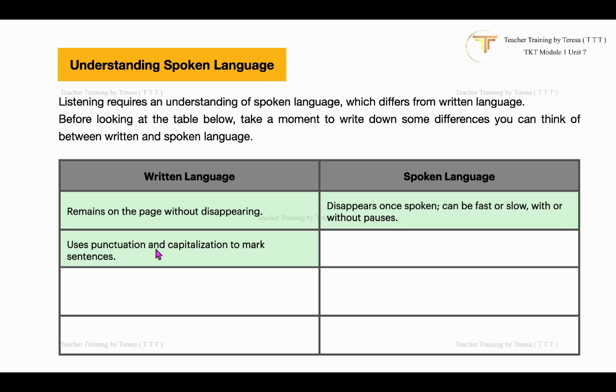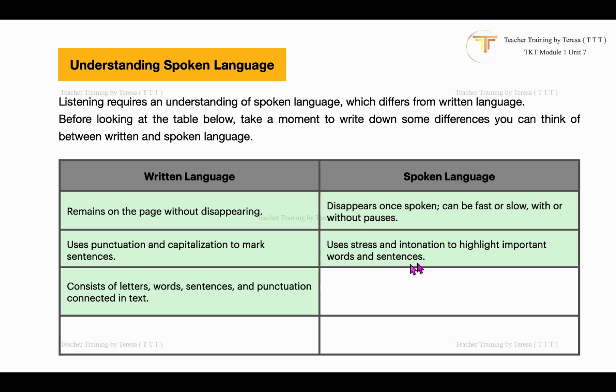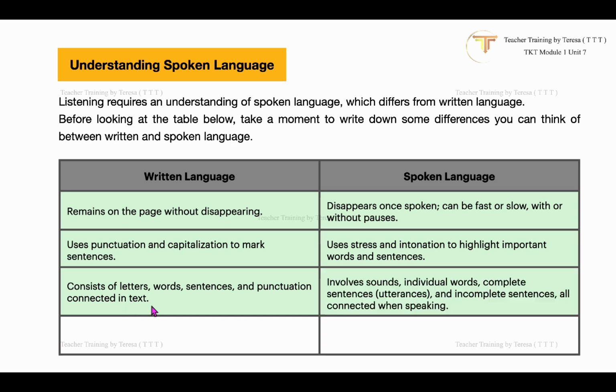Written language uses punctuation and capitalization to mark sentences. Spoken language uses stress and intonation to highlight important words and sentences. Written language consists of letters, words, sentences, and punctuation, connected in text. Spoken language involves sounds, individual words, complete sentences, utterances, and incomplete sentences, all connected when speaking.